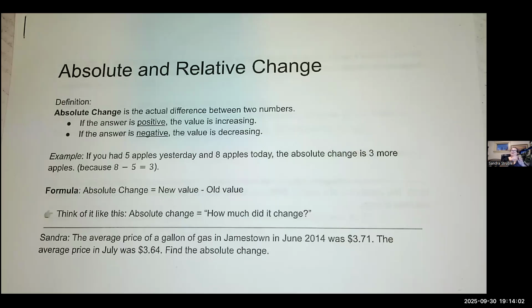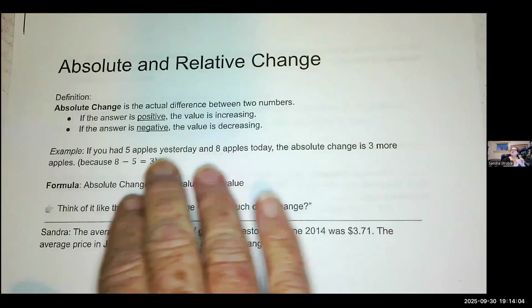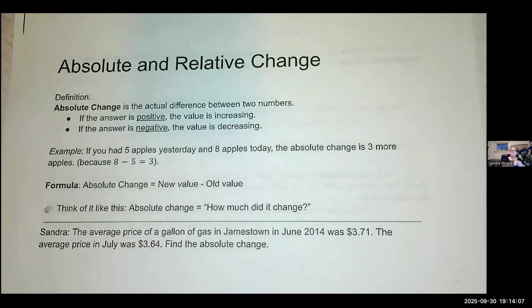Here's your first example. If you had 5 apples yesterday and 8 apples today, the absolute change is 3 more apples. It's a positive 3. That means they increased by 3 from yesterday to today.